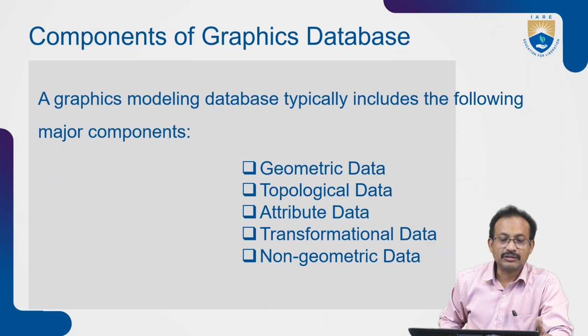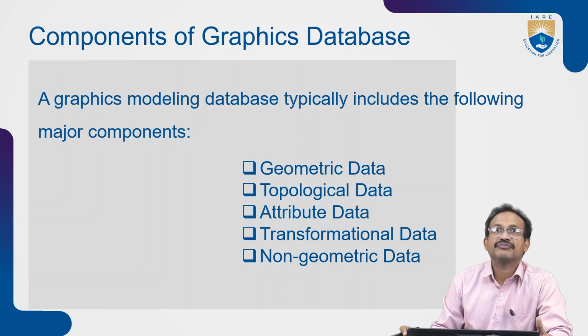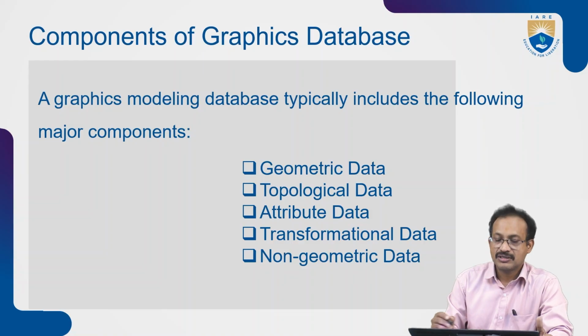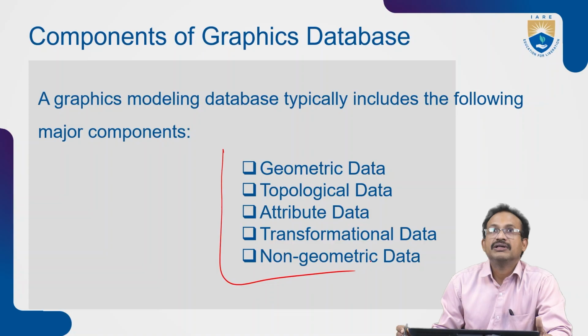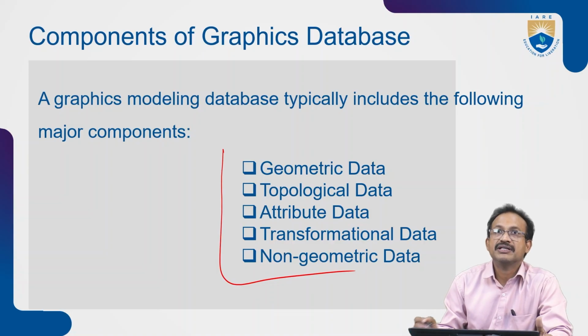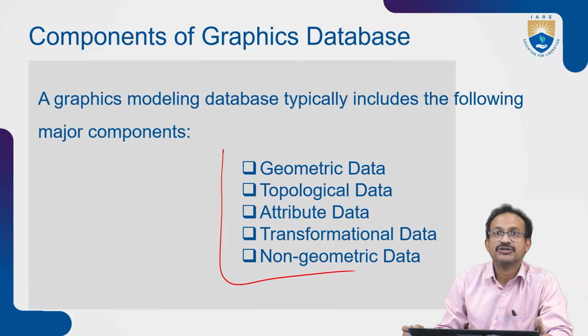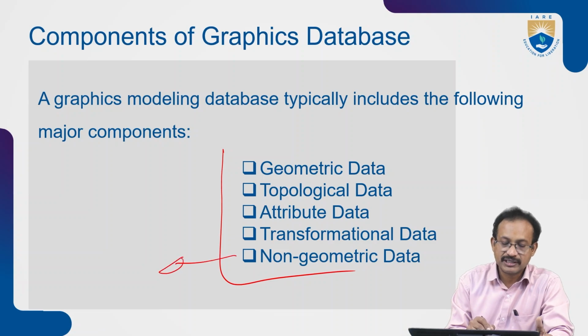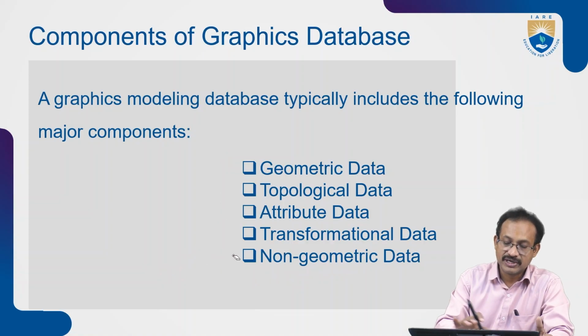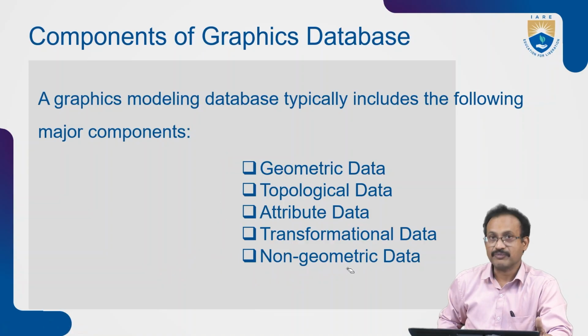So before I conclude, let me reiterate certain things. Let me summarize. Before we discuss geometric data, components of graphics database. So there are 5 different graphic database components: geometric data, topological data, attribute data, transformational data, and non-geometric data. Of course, non-geometric data deals with tolerances, etc. Because this is non-geometric information.